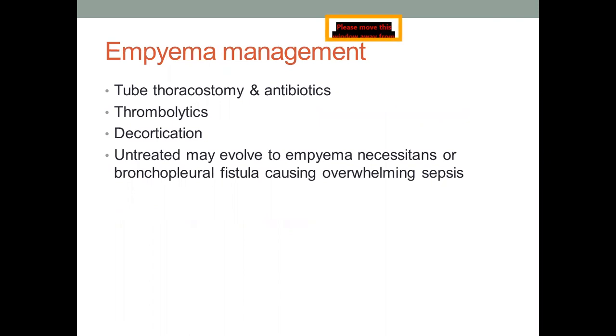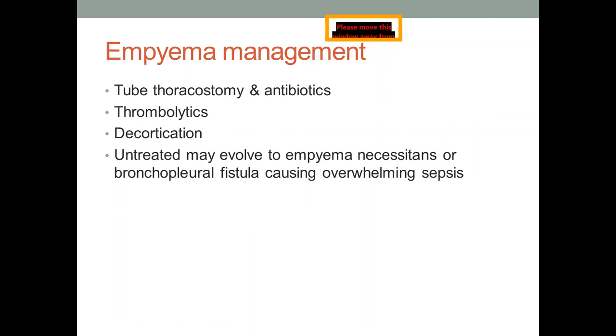So when there is pus in the pleural space, empyema management: tube thoracostomy should be done, and empiric antibiotics should be given to the patient. If there is septation, then thrombolytics are given to break the loculation and septation. If the lung doesn't expand, then decortication.